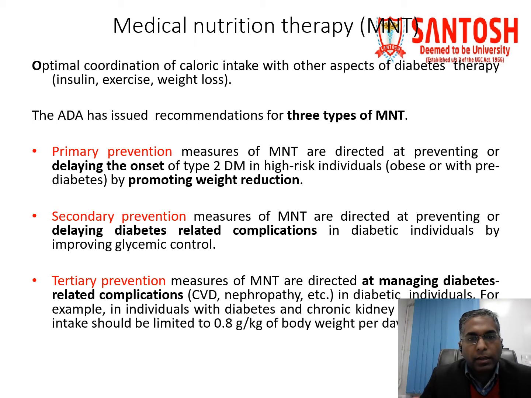In secondary prevention, the measures are directed at preventing or delaying diabetes-related complications in diabetic individuals by improving glycemic control. Tertiary prevention measures of MNT are directed at managing diabetes-related complications like CVD, nephropathy, etc., in diabetic individuals.